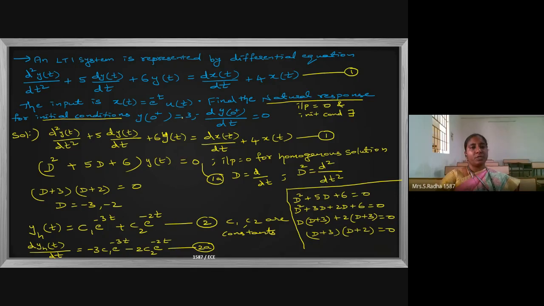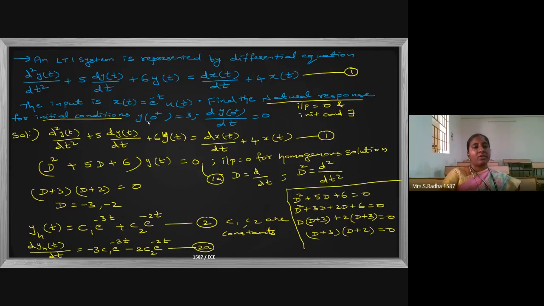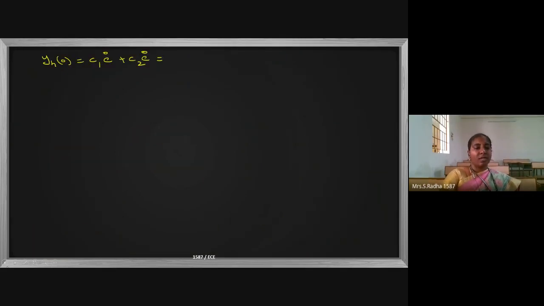In equation 2, I will put t equal to 0. Now I have yh of 0 equal to c1 e power 0 plus c2 e power 0, and the value given in the initial condition is 3. Since t is 0, e power 0 is 1. So c1 e power 0 plus c2 e power 0, whose LHS is yh of 0, will be equal to 3. This is from equation 2.